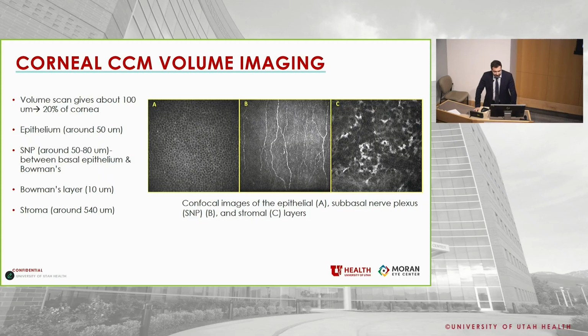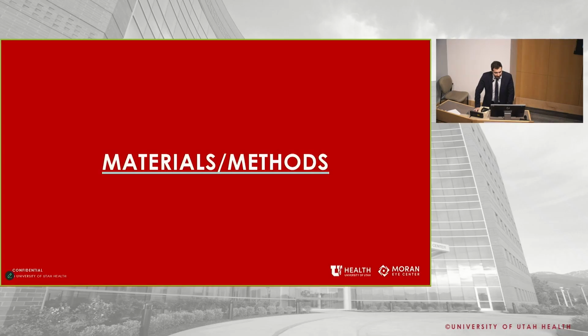And these are some pictures of what you can see on confocal microscopy for the different layers. This is relevant because I'll be showing different images throughout the presentation. On the left, you can see images of the epithelium, in the middle, the subbasal nerve plexus, and then the anterior stroma, which is also visualized within this 100 micron scan.